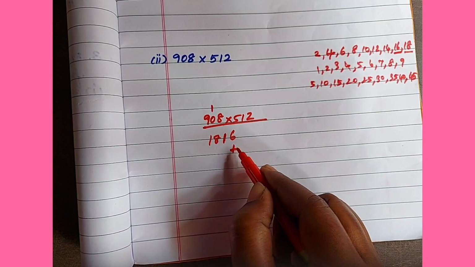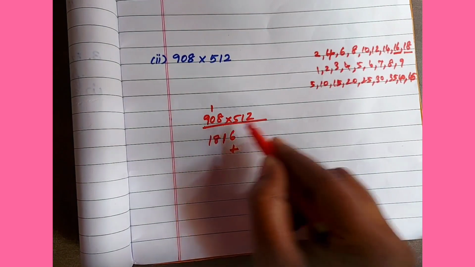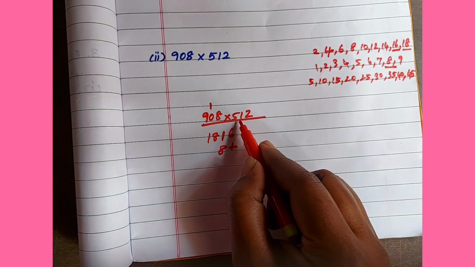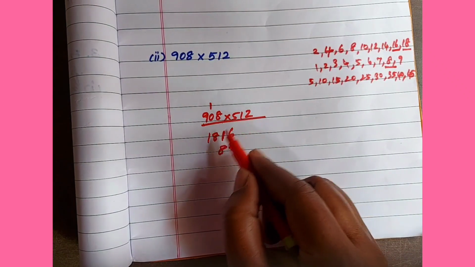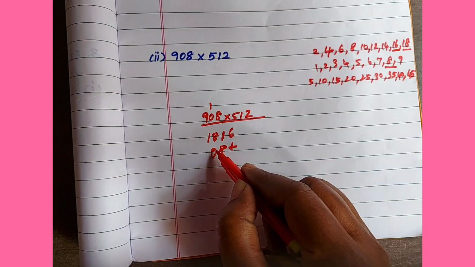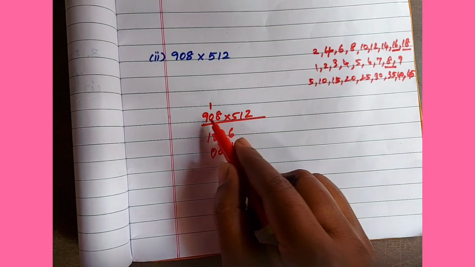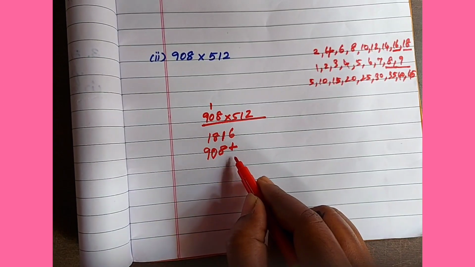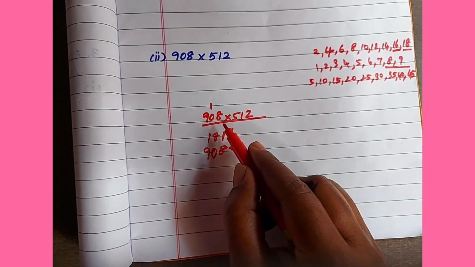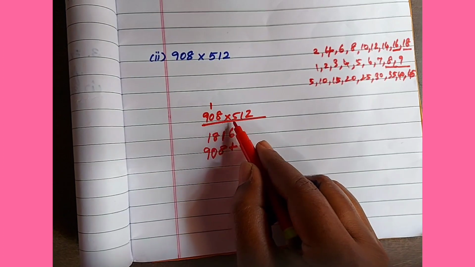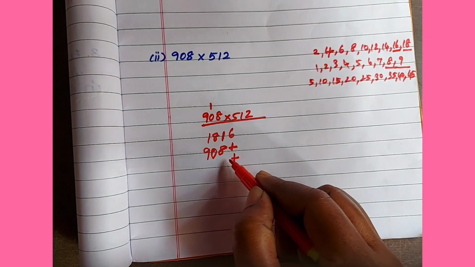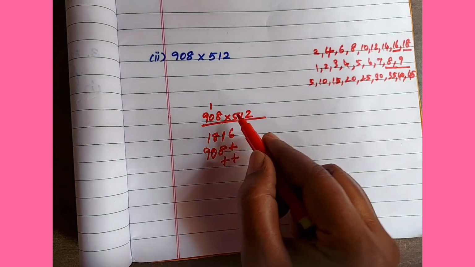For the next digit, put a plus symbol. Now multiply 1 into 8, which gives 8. Next 1 into 0, any number multiplied by 0 gives 0. Next 1 into 9 gives 9. The 1 multiplication is finished. For the next one, put another plus symbol. Next we multiply the value.